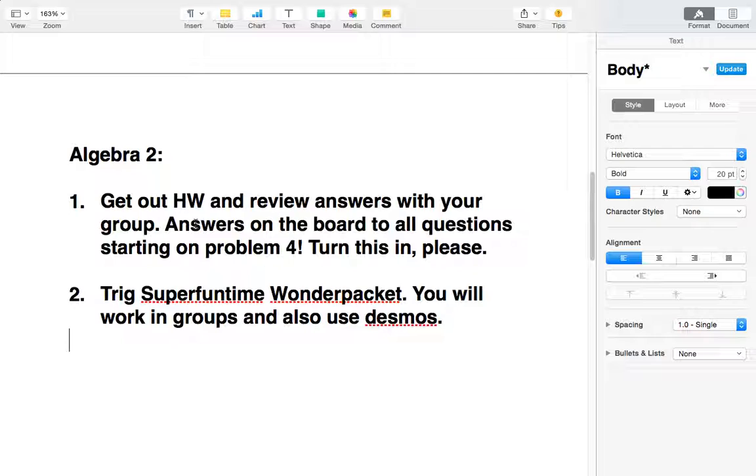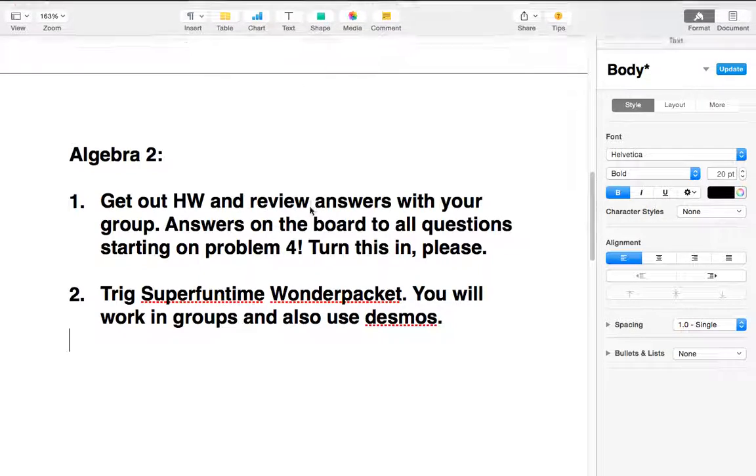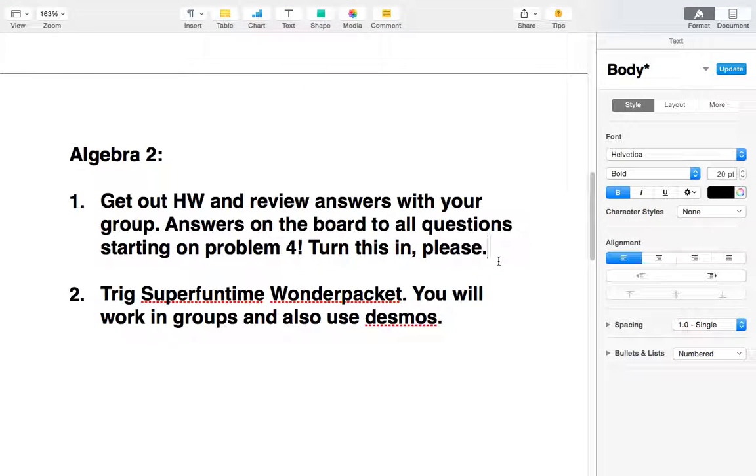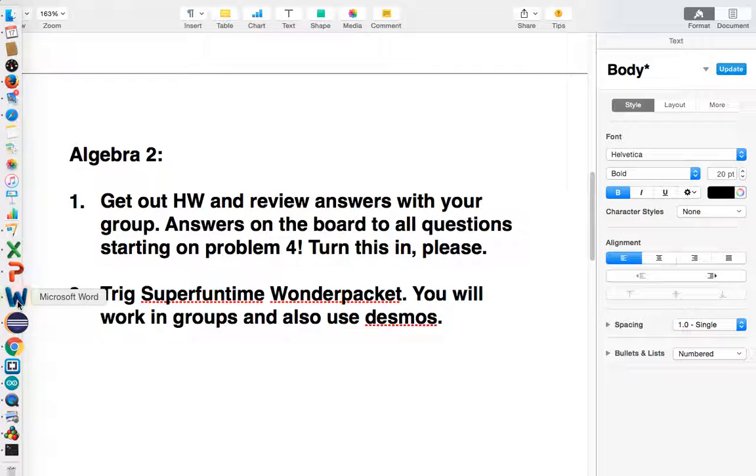Once you're done doing that, which should only take 20, 30 minutes, and you feel good about the answers and you agree on them and you've gotten examples covered, let's turn that in and we'll collect it and I'll grade it when I get back. Then we're going to have the group project. It's the Trig Super Fun Time Wonder Packet. Okay, so you're working in groups and you also need Desmos. So let's look at what the Super Fun Time Wonder Packet is.